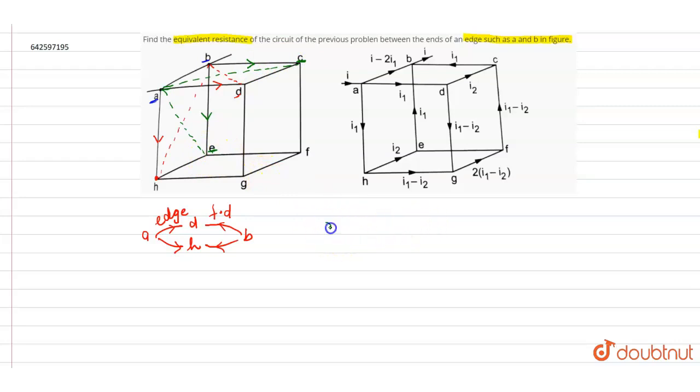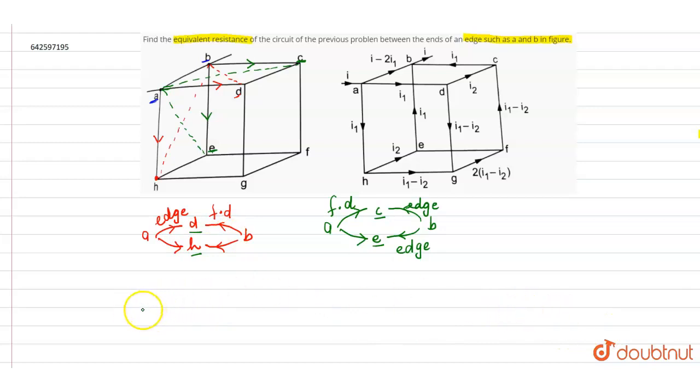That means from A, if you go to C or E, you have to move along the face diagonal, and from B you have to move along the edge. So C and E are at same potential, and D and H are at same potential. Now if you draw the equivalent circuit diagram, it will be like this.